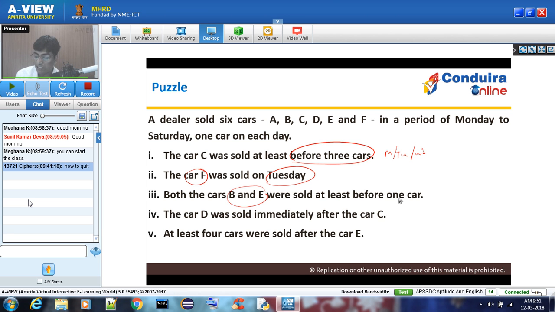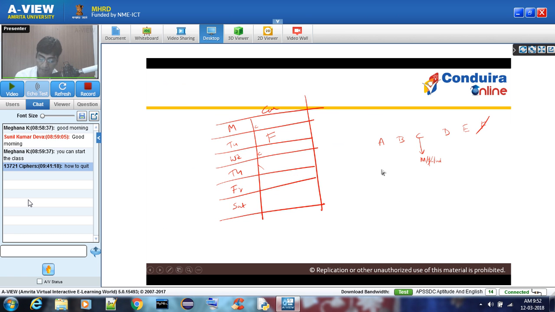Both B and E were sold at least before 1 car. What does it mean? It means they are not the last. So if you look at the last day, Saturday, it can't be B. It can't be E. It can't be C because C is in the beginning of the week. It can't even be F because F is already sold on Tuesday. So that leaves us with only 2 options, A or D, for Saturday.